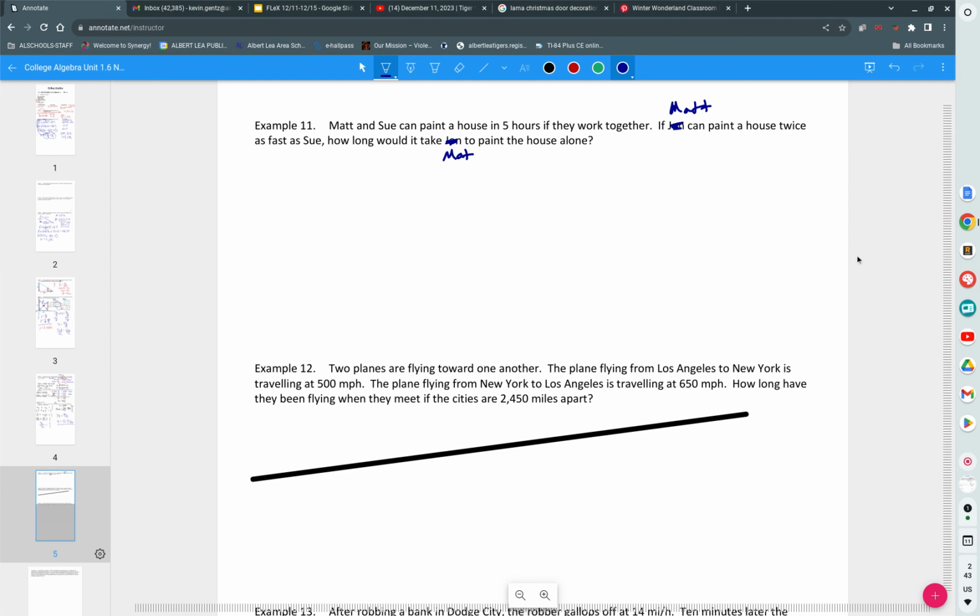Okay. It turns out that Matt paints the house twice as fast as Sue. Sue's not very fast. She likes to take a lot of breaks. She doesn't want to overwork herself. How long would it take Matt to paint the house alone? Well, I have the work of Matt plus the work of Sue is equal to how many houses are they painting? 1 house.